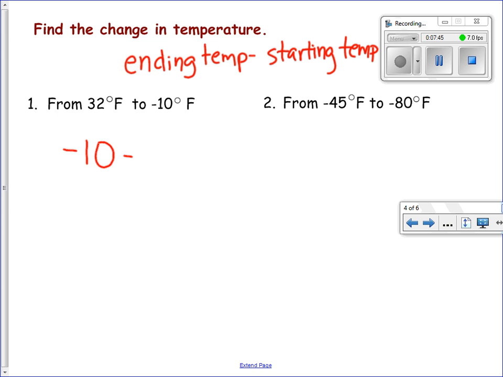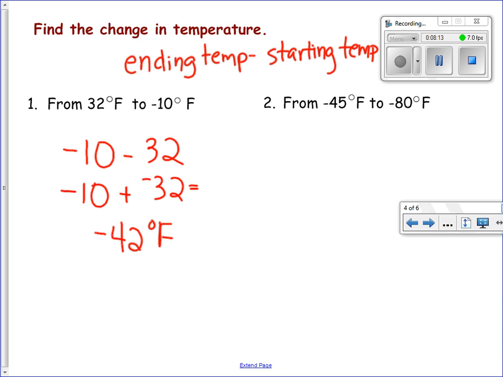So we'll have negative 10 minus 32. Add the opposite: negative 10 plus negative 32 is negative 42. Your final answer will be negative 42 degrees Fahrenheit, which is the change in temperature from 32 degrees to negative 10.